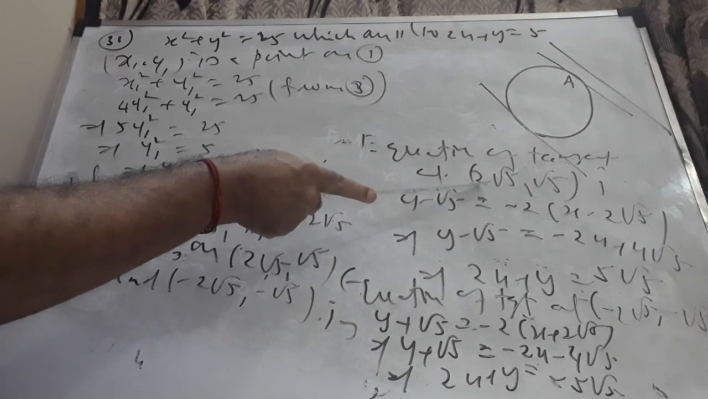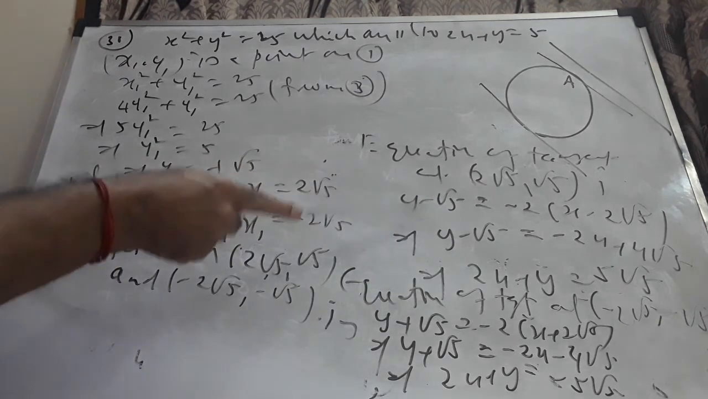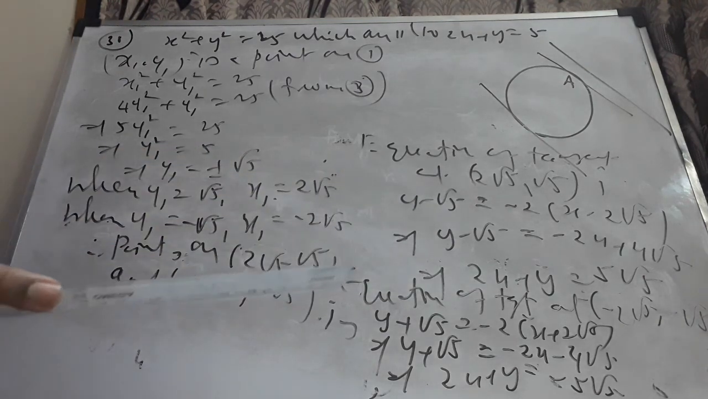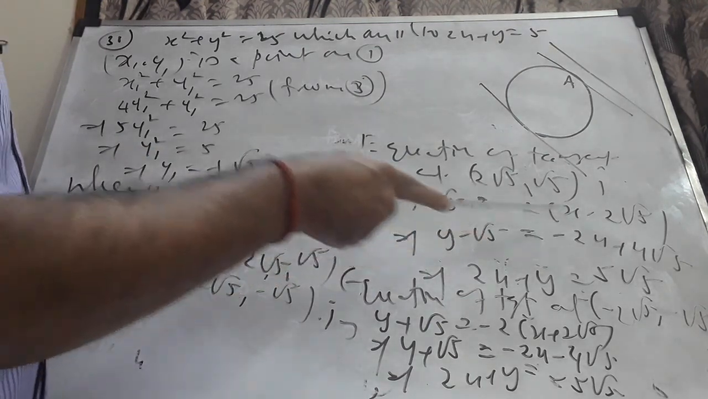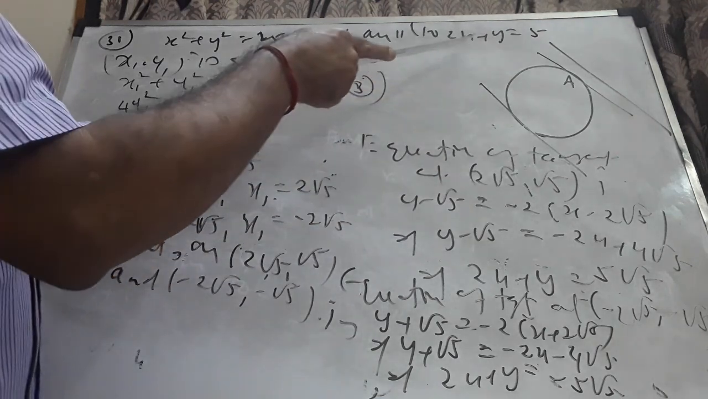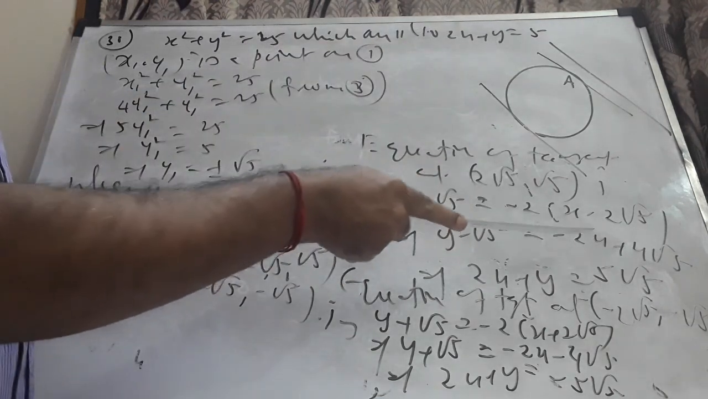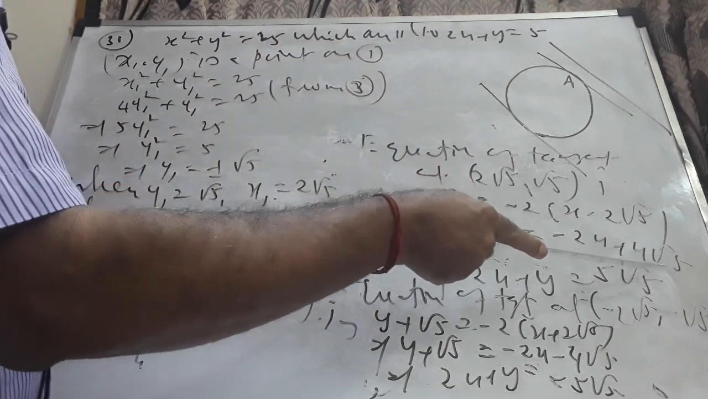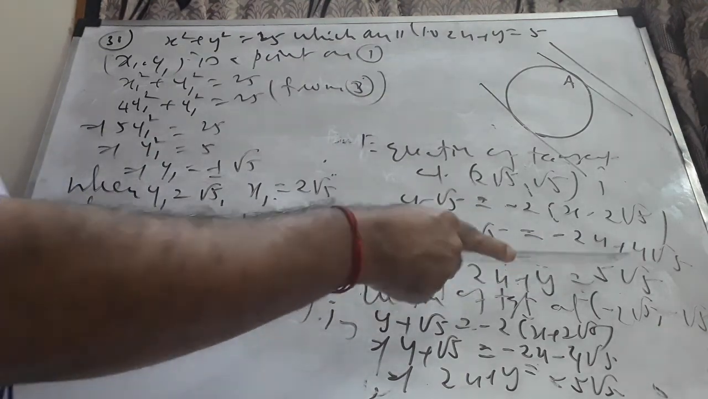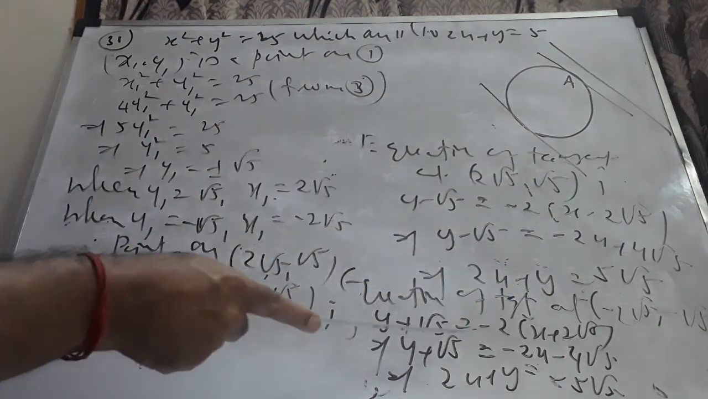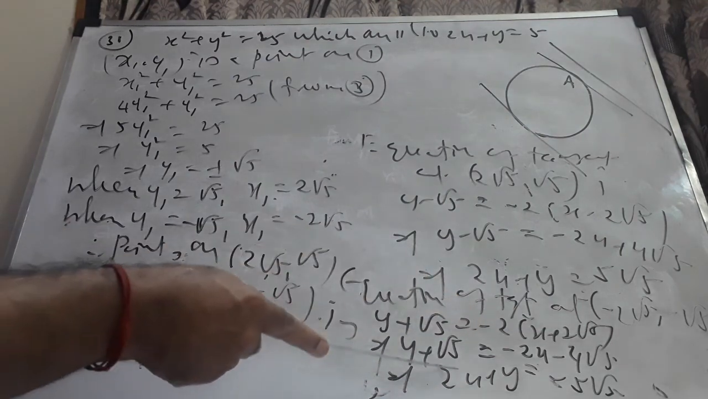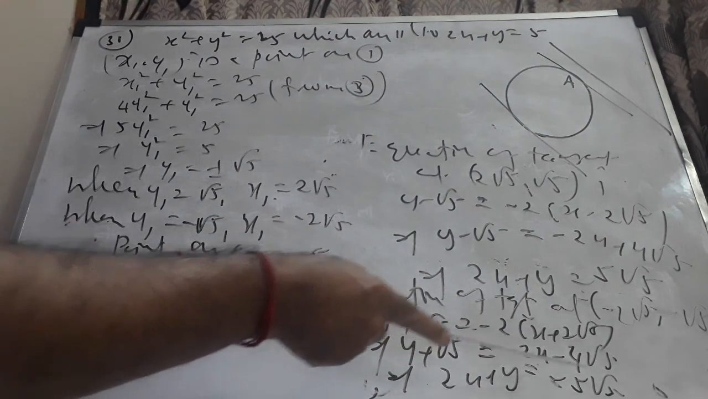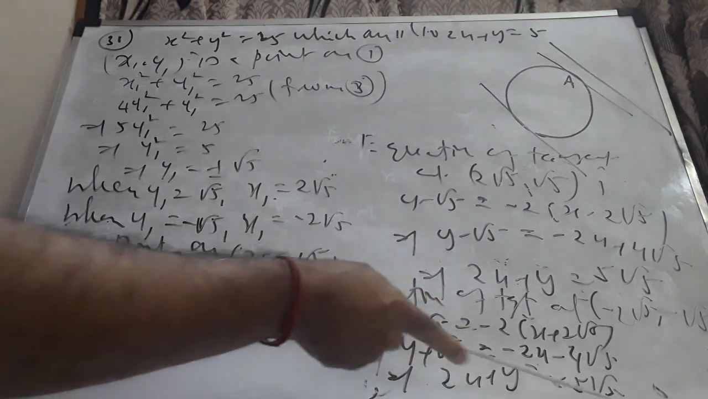Therefore, the equation of tangent here will be, applying y minus y1 equal to m into x minus x1, y minus root 5 is equal to, the slope is minus 2, you know very well already, it's parallel to this. Minus 2x plus 4 root 5. So 2x plus y becomes 4 root 5 plus root 5, which is 5 root 5. Similarly here, y plus root 5 is minus 2 into x plus 2 root 5, so y plus root 5 is minus 2x minus 4 root 5. 2x plus y is minus 5 root 5.